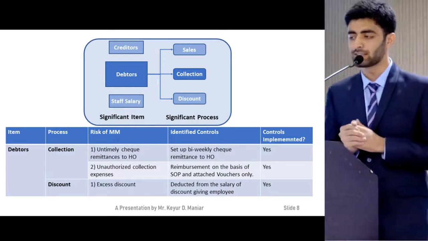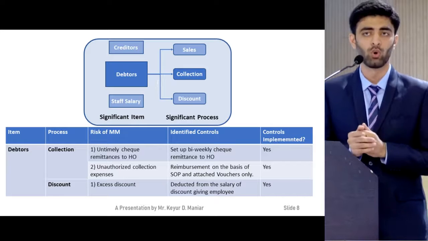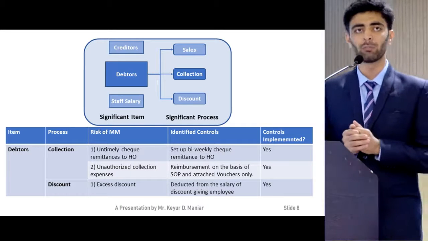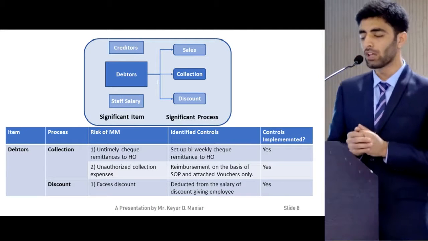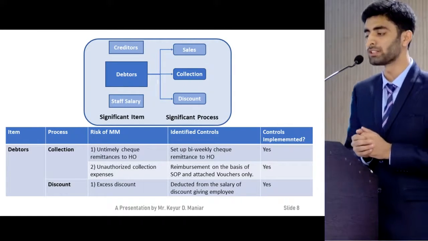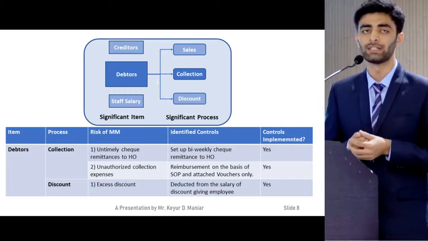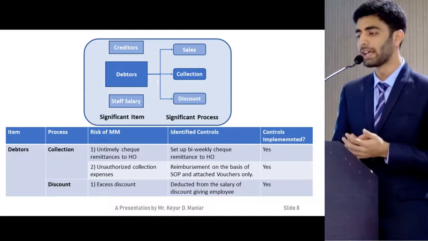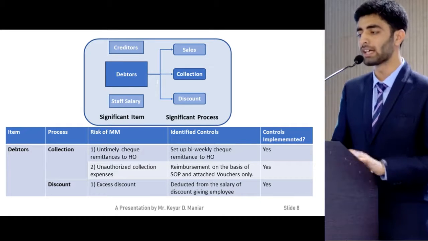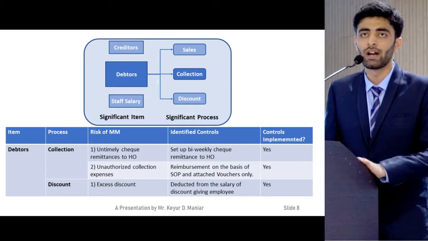For the untimely check remittances, management has set up a system wherein bi-weekly check remittances happen to the HO, which means at the max, 3 days or 4 days outstanding checks can remain with the branch, and then they have to compulsorily be sent to the HO. Next, for the unauthorized collection expense, reimbursement of such expenses are to be made only on the basis of standard operating procedures, SOPs, remember, and the attached vouchers, which basically give an audit evidence. Next, for the excess discount risk of material misstatement, they are deducted from the salary of the discount giving employee.